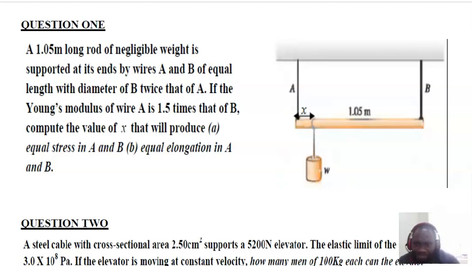Now, question 1. We're told that a 1.05 meter long rod of negligible weight is supported at its end by these two wires, A and B.